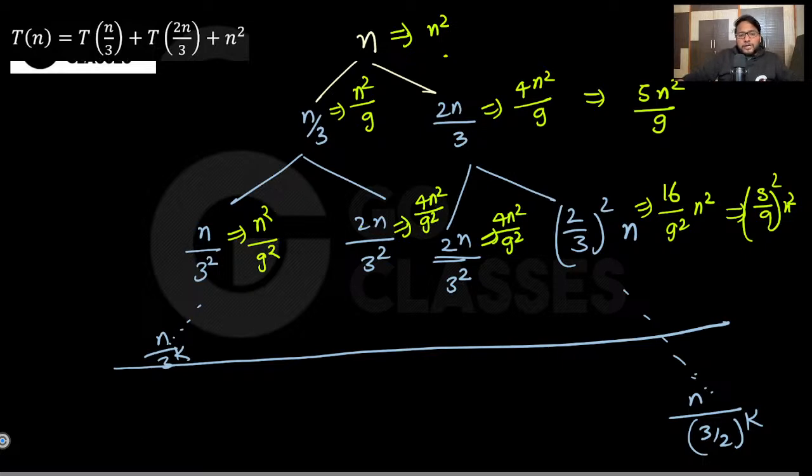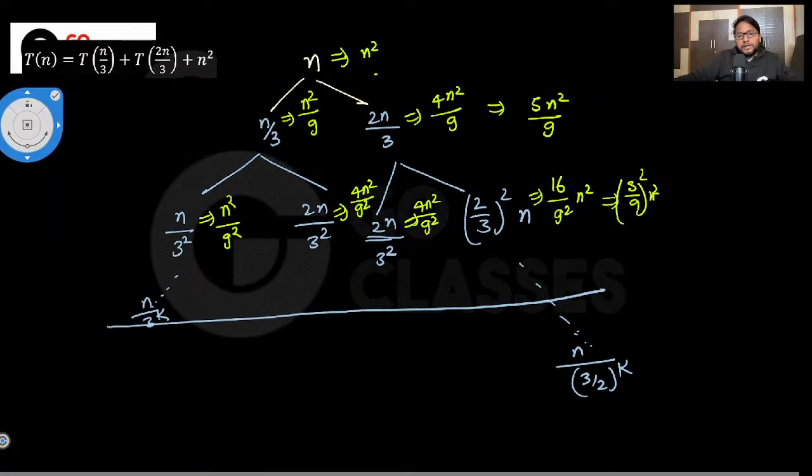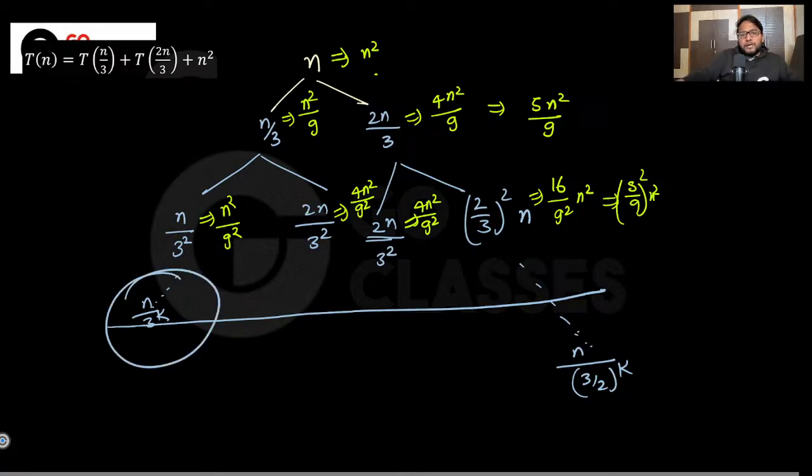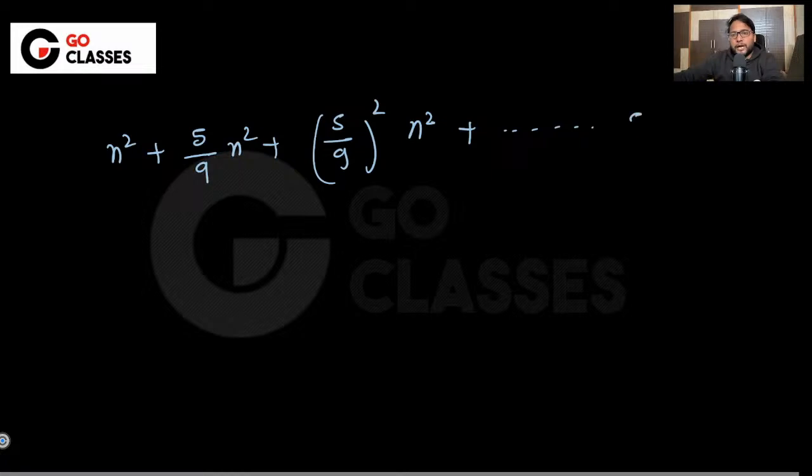Now if there are k levels, let's just solve for the leftmost part. If there are k levels, then what will you do? Let me just solve for this particular part. Let me go to the next page. First you are doing n square, then you are doing 5 upon 9 n square, then you are doing 5 upon 9 square n square, right? Then ultimately at the last you are doing this much.